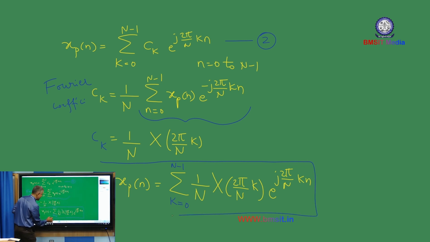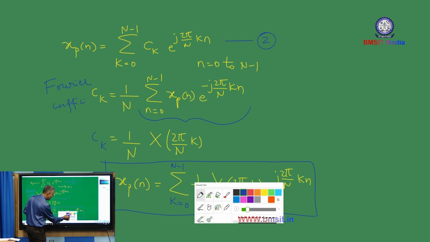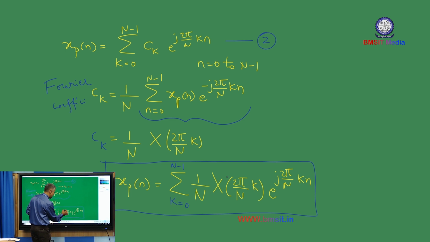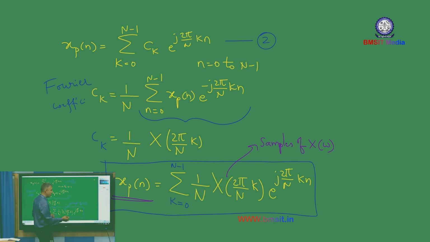The meaning of this expression is that if you know the samples, that is X of 2 pi by N, then obviously these set of values are samples of X of omega. That means if you know the samples of X of omega, then you can get back x_p of n. Okay, so what did we begin with?